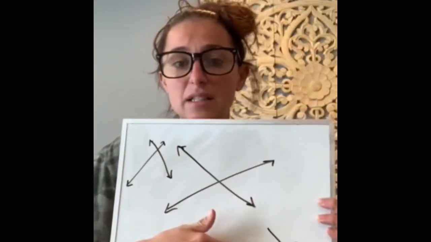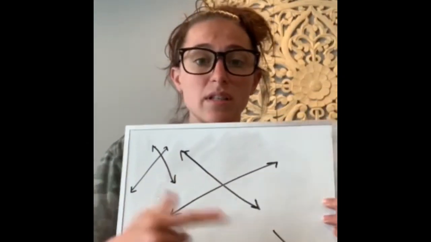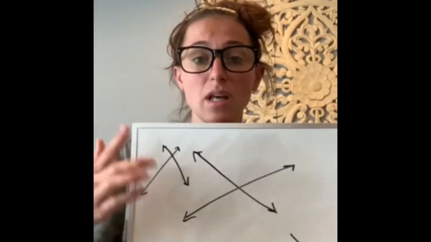Then we have intersecting lines, right? Intersecting lines are lines that meet and they cross, but they do not form 90-degree angles. So we could have all sorts of intersecting lines. I'm just going to draw a few on this board. So these are all intersecting lines because they meet and they cross. Even though they're meeting and crossing at different points, they're still intersecting lines. Now, what's different about intersecting lines is that they do not form 90-degree angles.